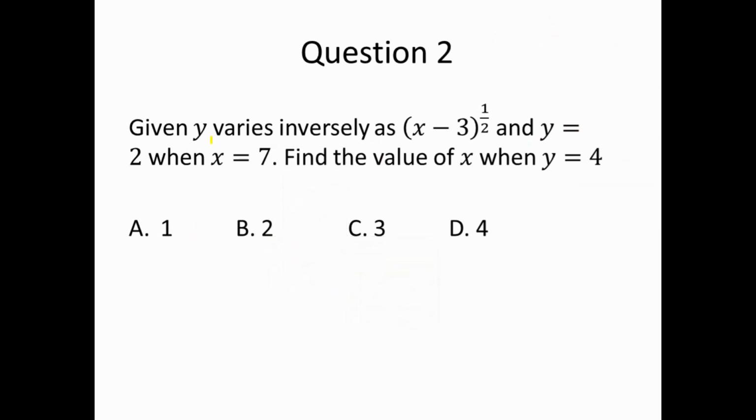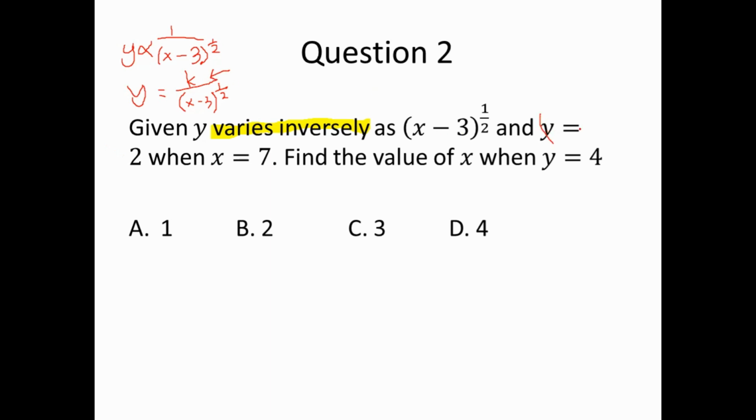Number 2, y varies inversely as x minus 3, power 1 over 2. I advise you to highlight the keyword first: varies inversely. Therefore, the relation between y and x is y varies inversely, meaning 1 over x minus 3 power 1 over 2. Then we write the equation y equals k over x minus 3 power 1 over 2.